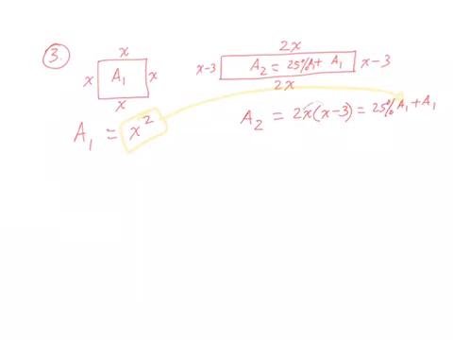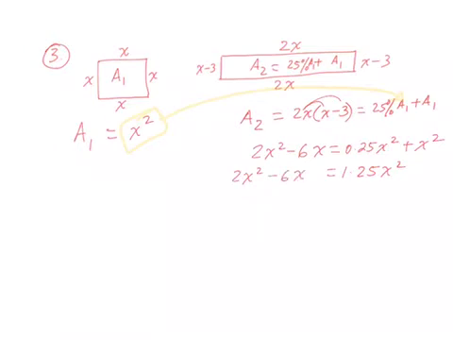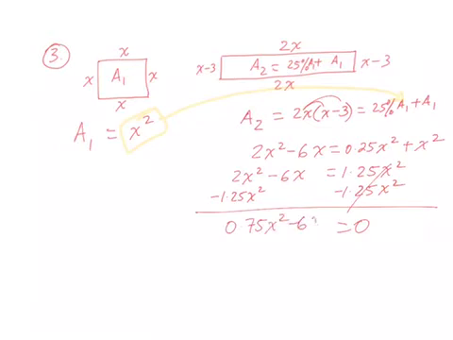So we get, let's distribute. We get 2x squared minus 6x is equal to 0.25 times A1. A1 is x squared, so plug in x squared plus x squared. Now we are getting a quadratic form. So this becomes 1.25x squared on this side. And this is 2x squared minus 6x. Right? Now we want to solve, obviously. So let's subtract 1.25x squared from both sides. So this cancels, this becomes a 0. This becomes 0.75x squared minus 6x.